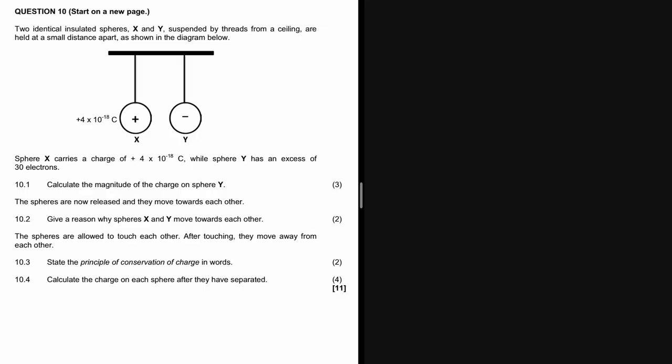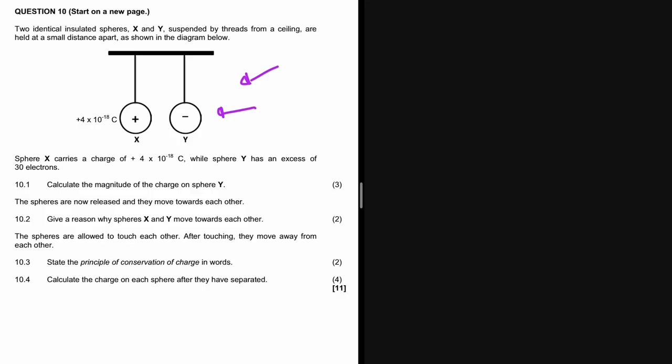The first question that we have says: two identical insulated spheres, X and Y, suspended by threads from a ceiling, are held at a small distance apart as shown in the diagram below. So we can see on the diagram, we have two spheres, X and Y, and X is positive and Y is negative. The statement continues to say, sphere X carries a charge of positive 4 times 10 to the power of negative 18 coulombs, while sphere Y has an excess of 30 electrons. So now sphere Y has an excess of electrons.